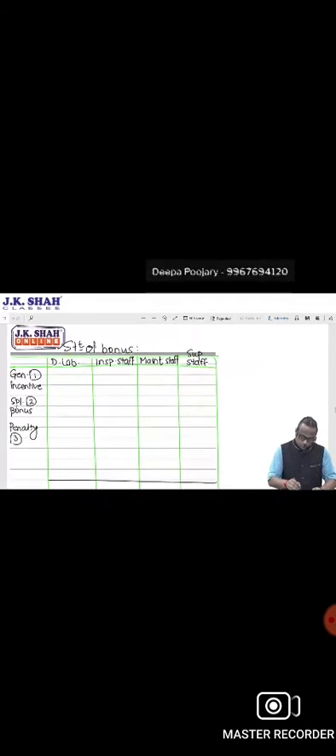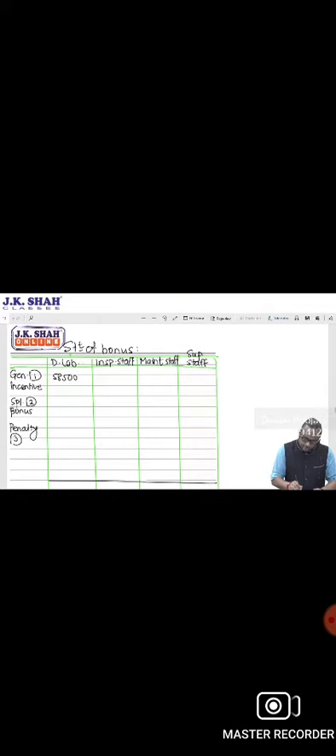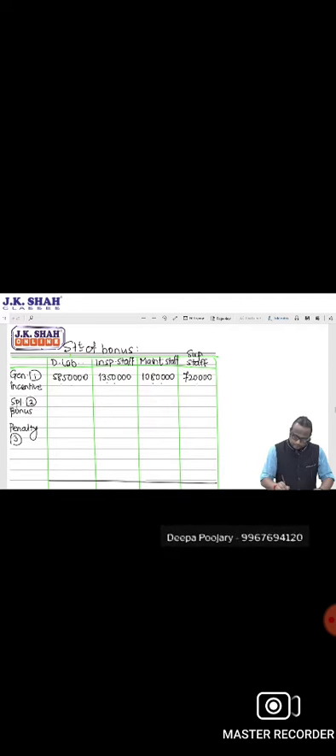58.50 lakhs. 13.50 lakhs. 10.80 lakhs. 7.20 lakhs. So, 58 lakh 50 will be given to direct. 13 lakh 50. 10 lakh 80. And 7 lakh 20. This will be as per working note 1.